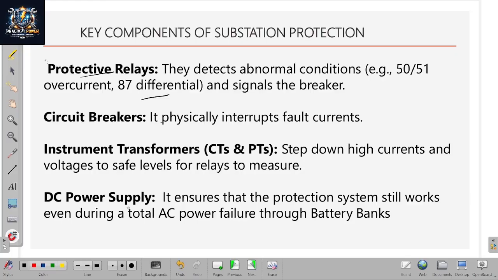The other component is the DC power supply. The DC power supply in the power system ensures that the protection system will work even during a total AC power failure, through the battery banks. So when the AC power fails, the DC power feeds the protective system to operate.